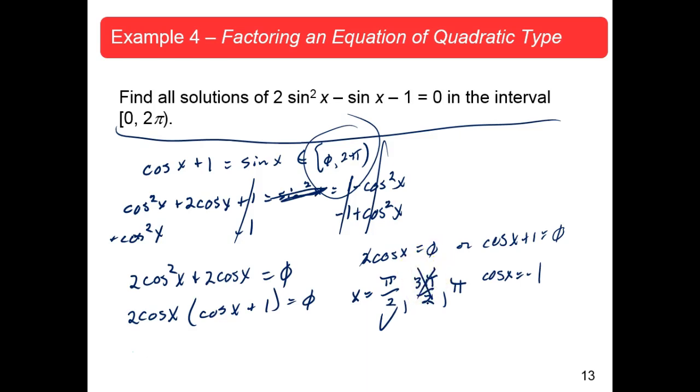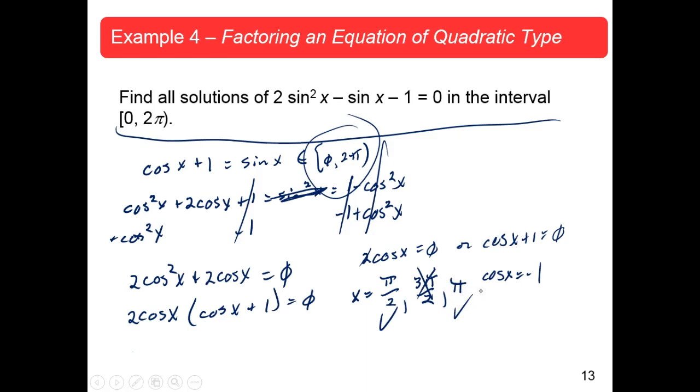Okay, how about pi? What's cosine of pi? Negative 1 plus 1 would be 0. And what's sine of pi? 0. 0 is equal to 0. I'll buy that one too.